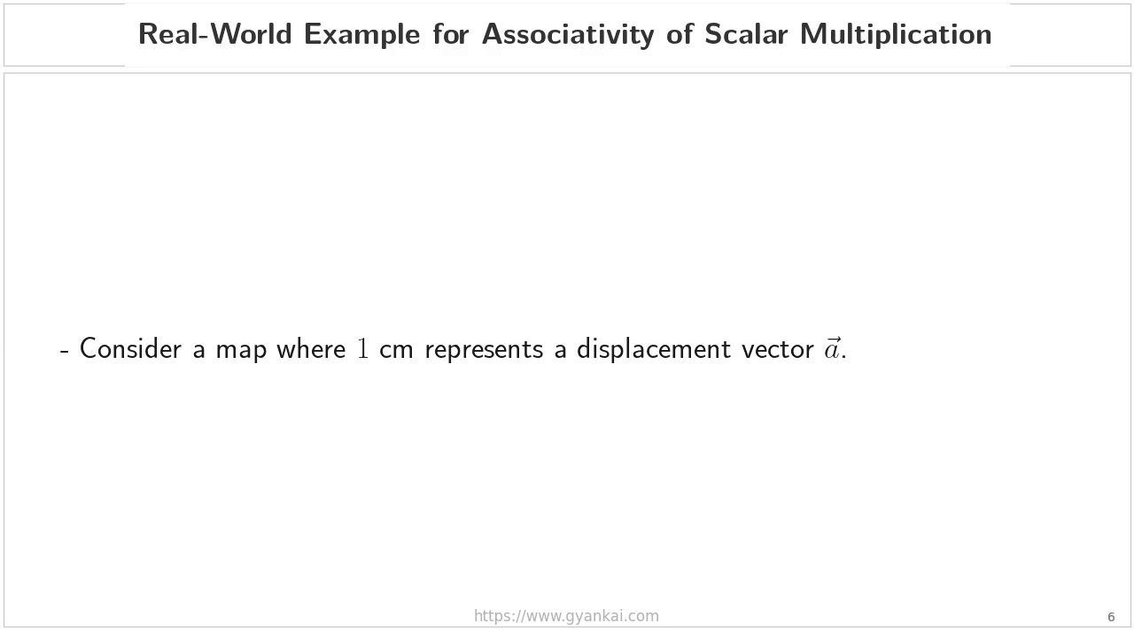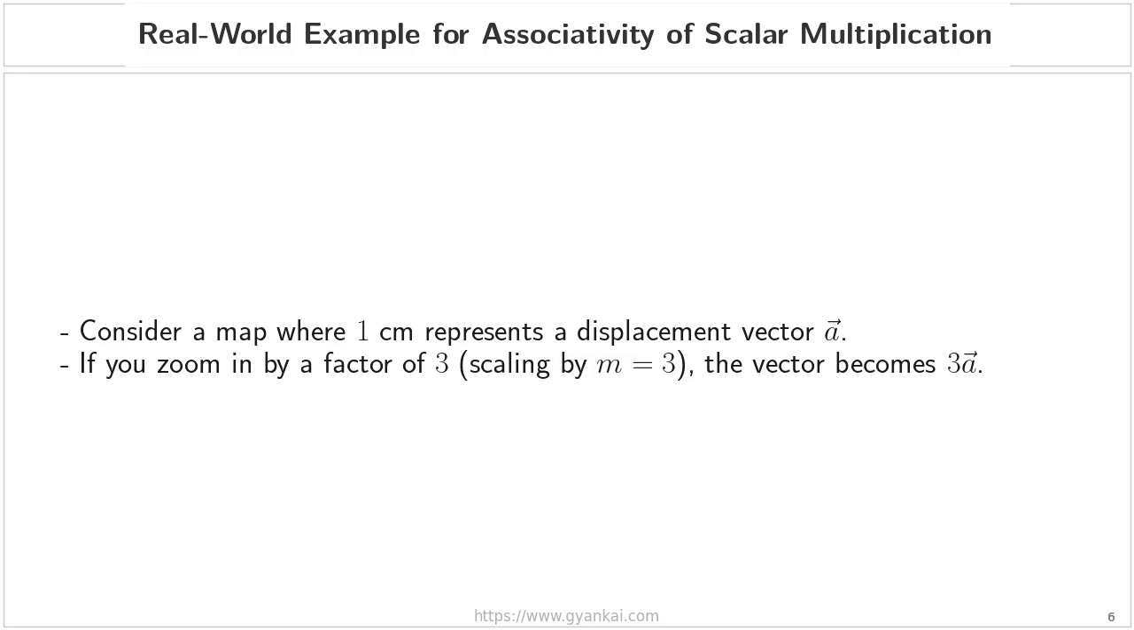Now, to help you visualize the associative law we just discussed in the previous slide, let's look at a practical example involving a map. Imagine you are looking at a map where a displacement of 1 centimeter represents our base vector, A. Suppose you decide to zoom in on a specific area by a factor of 3. In vector terms, we are scaling our original vector by a scalar m, which is 3, so our vector becomes 3a.